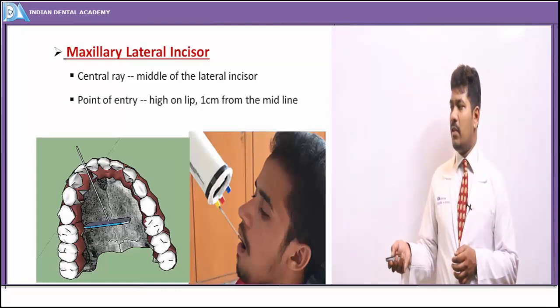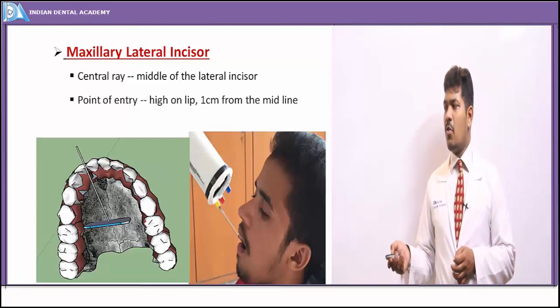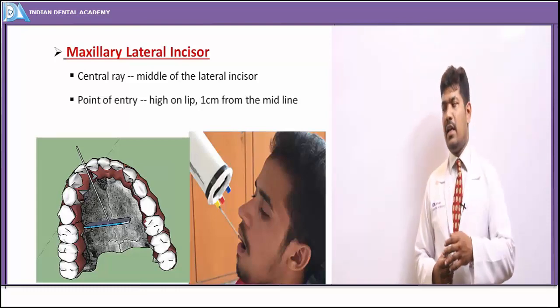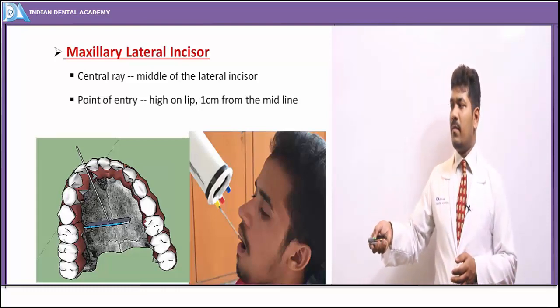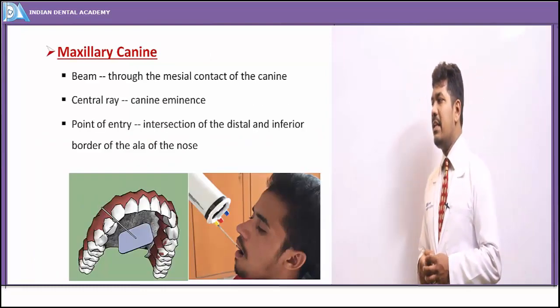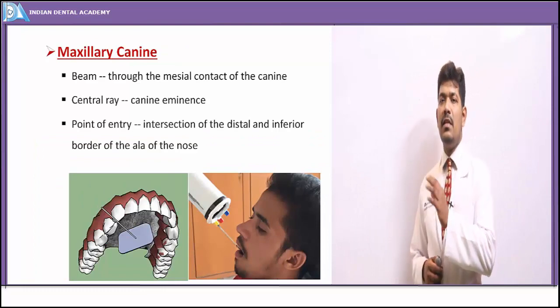Now this is the placement of the film holding instrument and the X-ray film inside the oral cavity, which is almost similar, just with a slight change in the angulation, so that it is parallel to the long axis of the lateral incisor. Now the maxillary canine, the beam has to pass through the mesial contact of the canine.